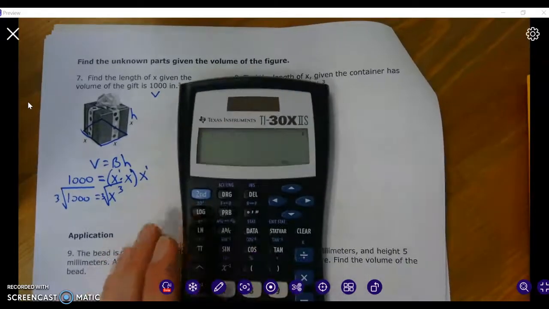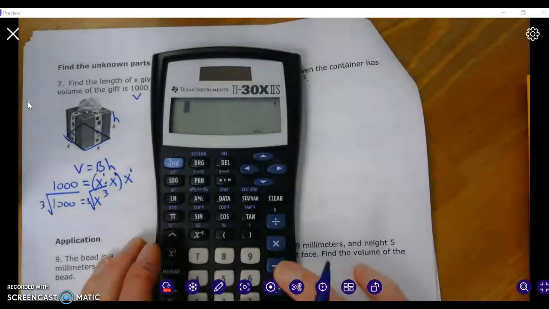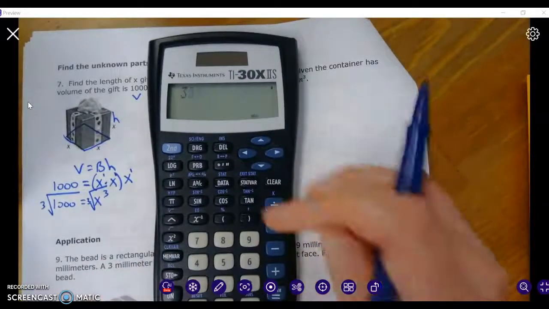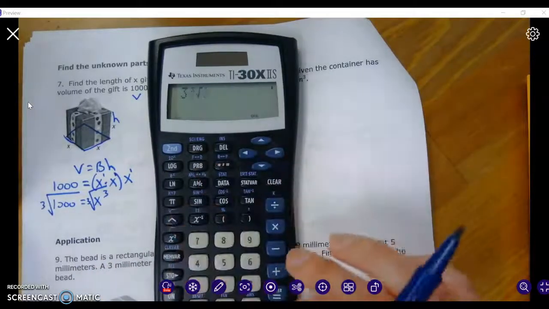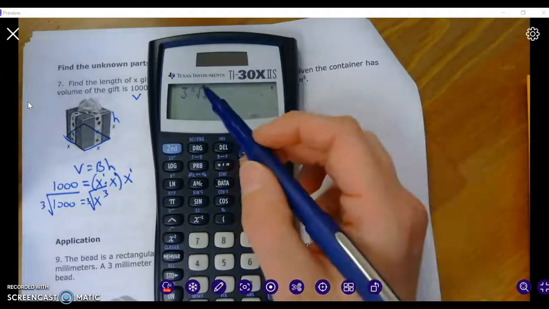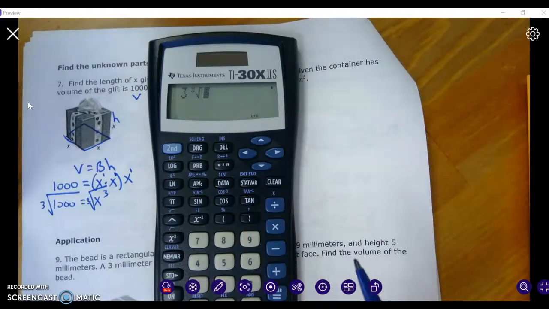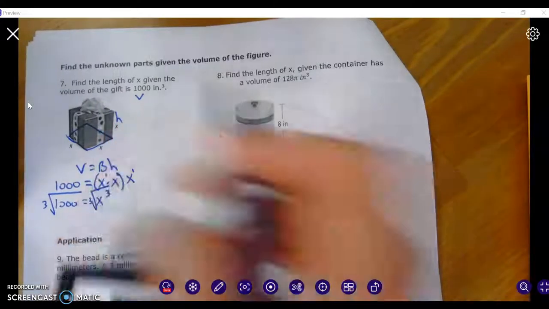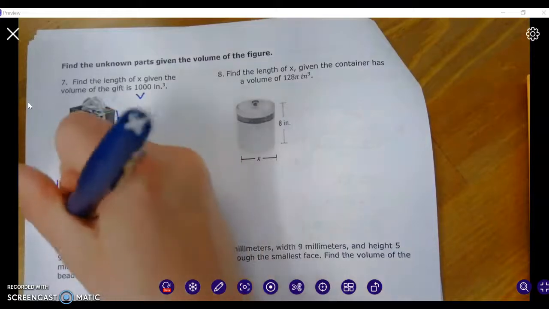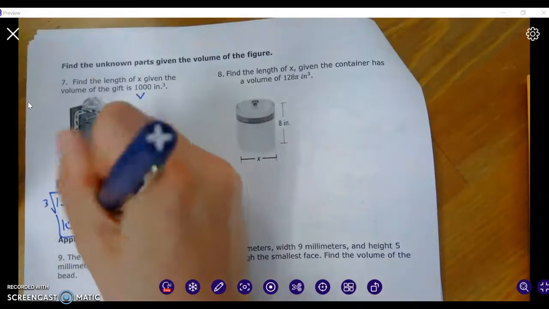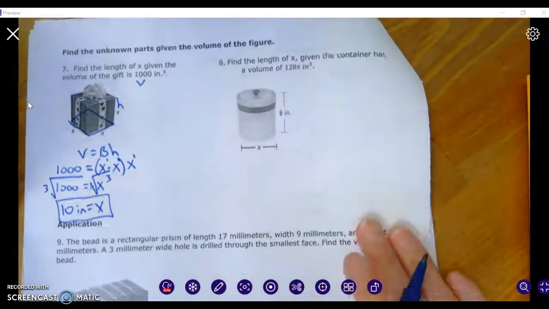So to type in a cube root, first you're going to hit 3, and then you're going to hit second this, and so what this does is it's putting the 3 into the x spot there, and then we're going to type in that 1,000. So then the cube root of 1,000 equals 10. So that means our cube has the dimensions of 10 inches.